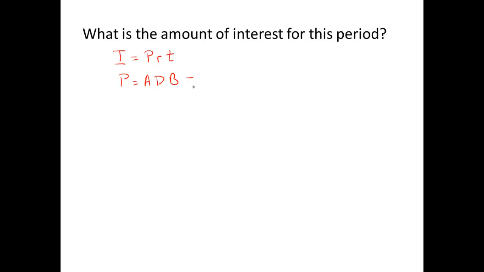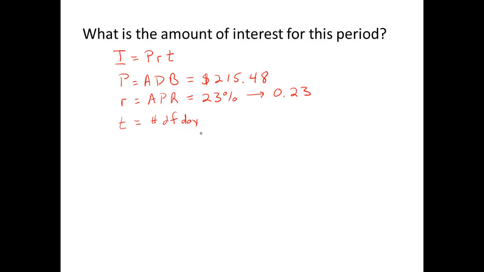And the average daily balance on the credit card was $215.48. The rate is our annual percentage rate given on the credit card, which is 23%. Changing that to a decimal, we get 0.23. T is equal to the number of days in the period divided by the number of days in a year, which is 365.